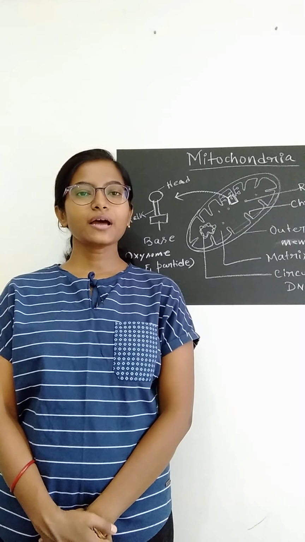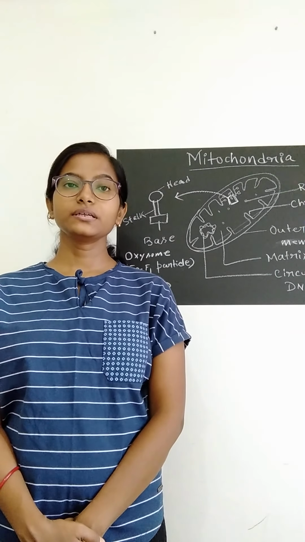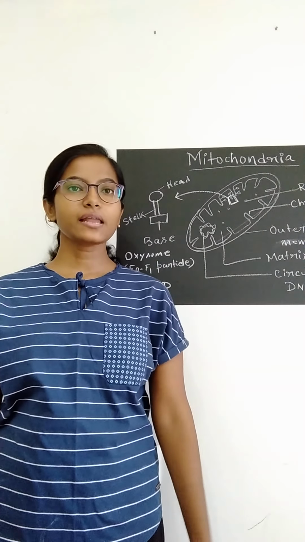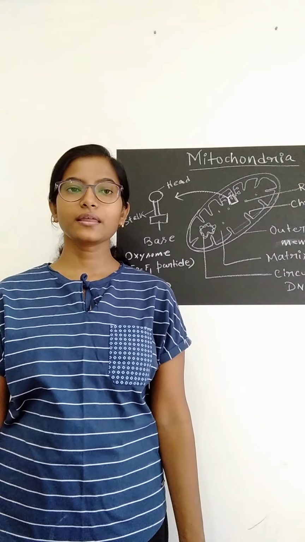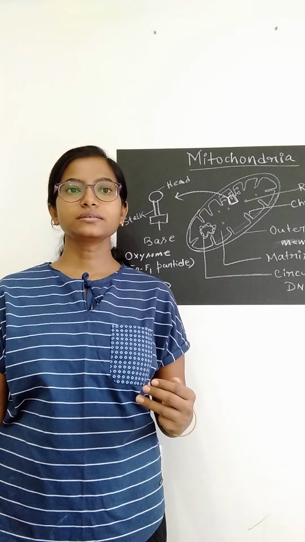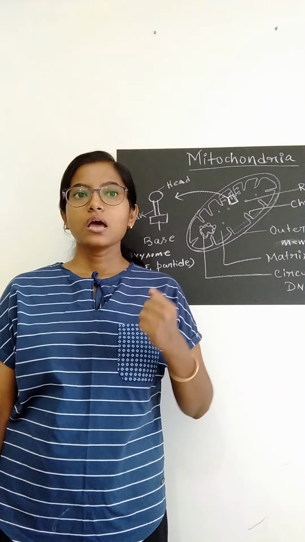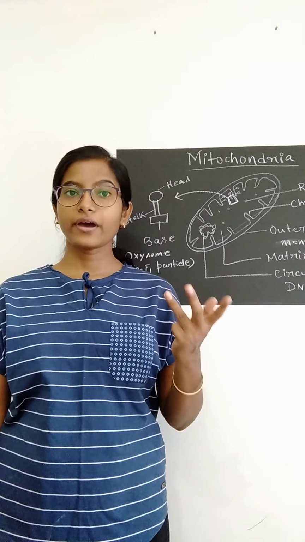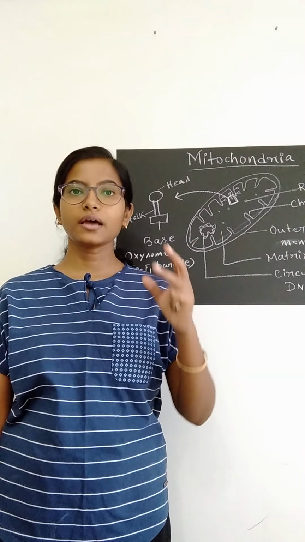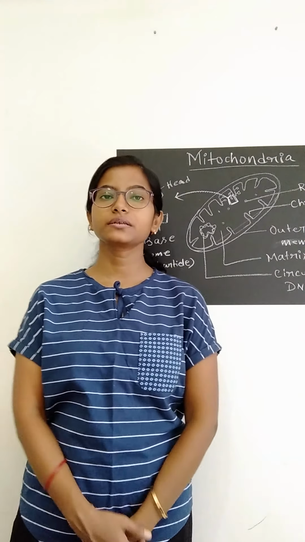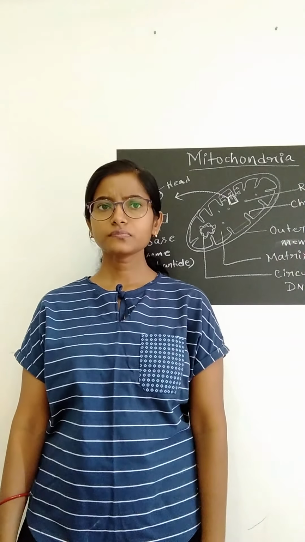What is mitochondria? Mitochondria is an organelle which is present inside a cell. In which cell is it present? It is present in the eukaryotic cells, in the aerobic eukaryotic cells. And where is it absent? It is absent in the anaerobic cells, and in the prokaryotic cells it is also absent.